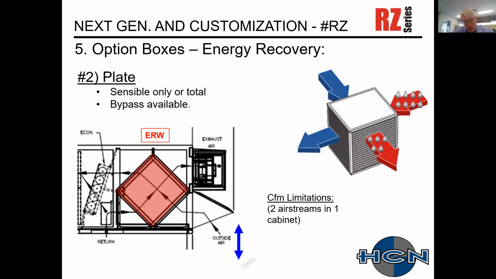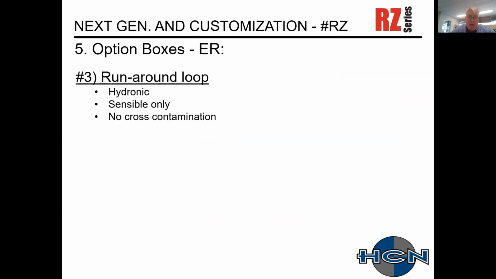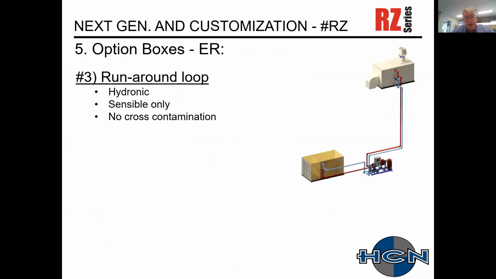On your lower right, just be careful about your outside air intake, about where it's located, how high off the ground, et cetera, for snow, grass, et cetera, like that. Just be careful about that. Maybe you have to install a larger roof curb underneath the unit. Other options for energy recovery are runaround loop.